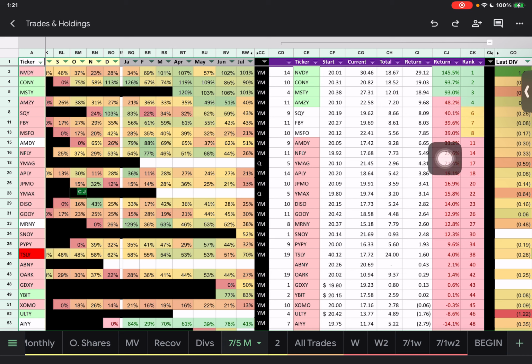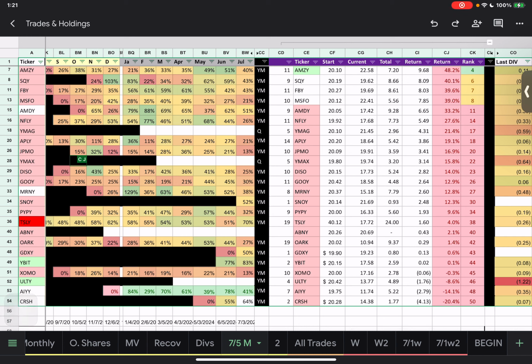Then 6 through 8 are yellow ones here. We have Squee at 40%, Phoebe at 40%, and MSFO at 39%. So you can see the rest of these if you just scroll down through here. The ones with the negatives at the bottom: Zomo, it's just barely negative, 6 cents. Ulti, negative $1.76. AIYY down 2.79, and Crash down $4.13, or negative 20%.